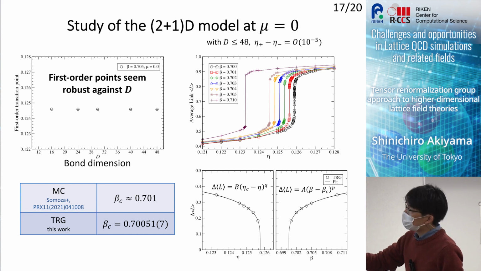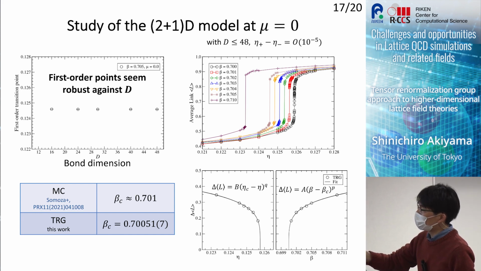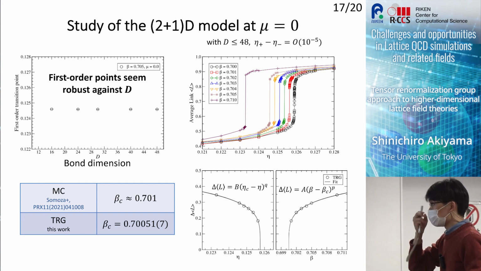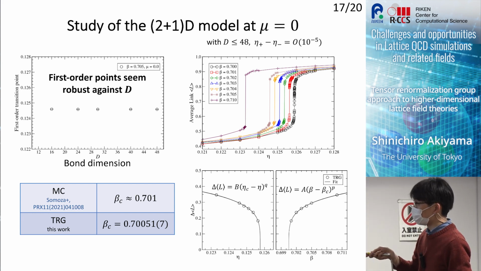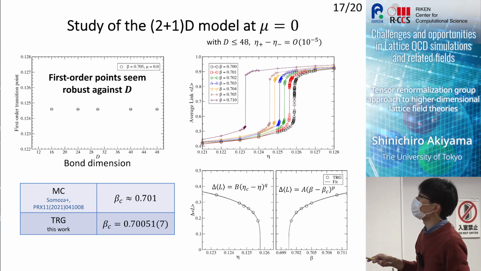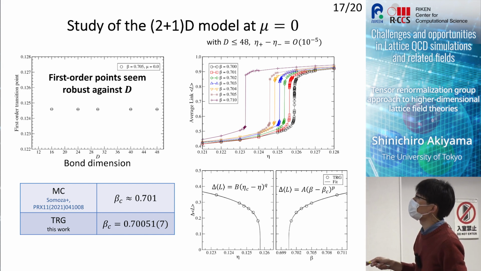But this transition point, we are showing as a function of the bond dimension. And we see that almost no finite bond dimension effect is observed, at least in the position of the transition point. So the TRG works very nicely to locate the transition point. And here is the result of the average link as a function of the spin-spin coupling, varying the inverse gauge coupling.